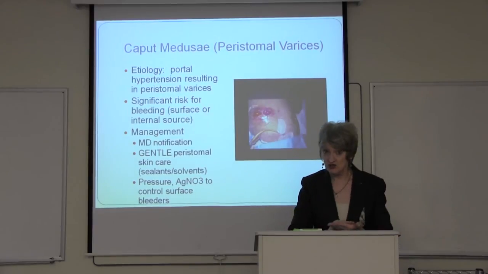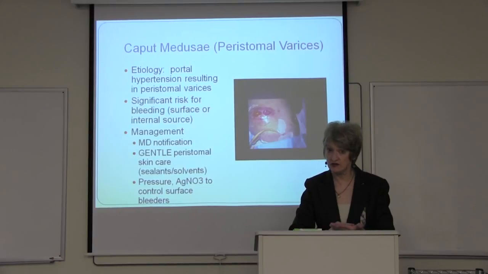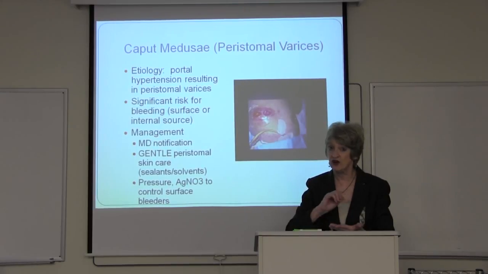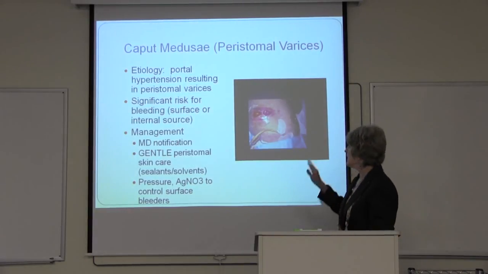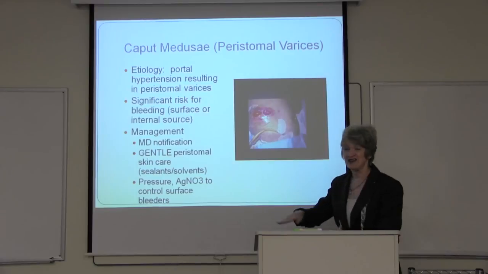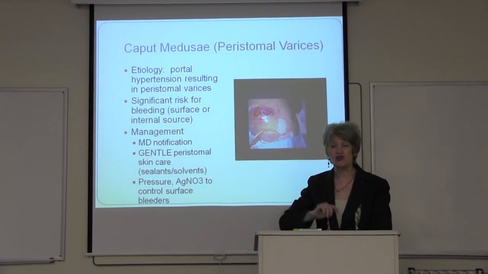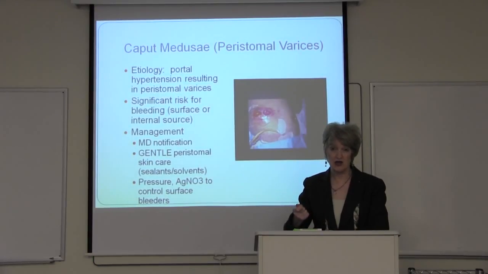We always use a sealant because we don't want aggressive adhesion. We always use a solvent to remove the pouch. So you use a sealant between the skin and the pouch. You use a solvent to remove the pouch. You use a very gentle cleansing technique. Okay. If they are oozing from the stoma itself, they can use pressure. You can use silver nitrate. If they're having a frank bleed, they go to the emergency room.